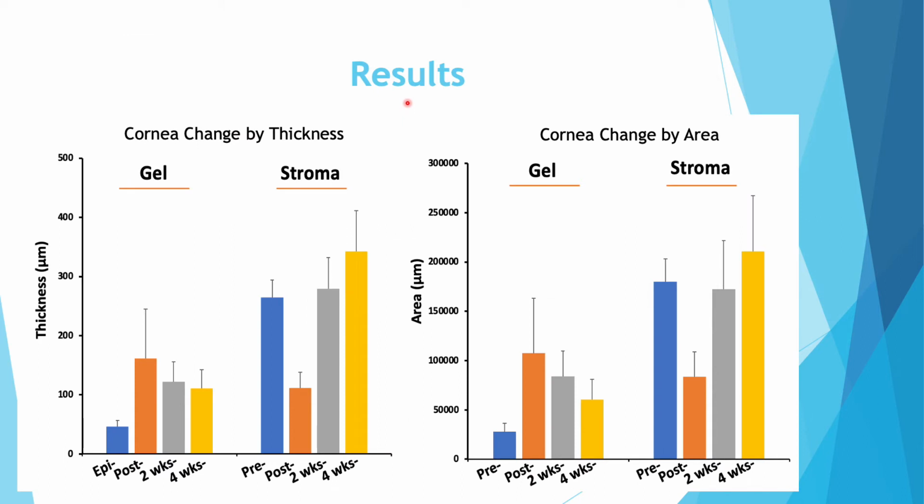The results are as follows. On the left-hand side, we have a graph for the cornea change by thickness, and on the right-hand side, we have the graph for the cornea change by area. The gel thickness is maintained after 4 weeks in both measurement method techniques, and there's a downward trend present after post-operational levels. In the stroma, the thickness and area return to pre-operational levels after 2 weeks, but continue to increase at week 4. Both measurement methods are comparable with similar trends in data.